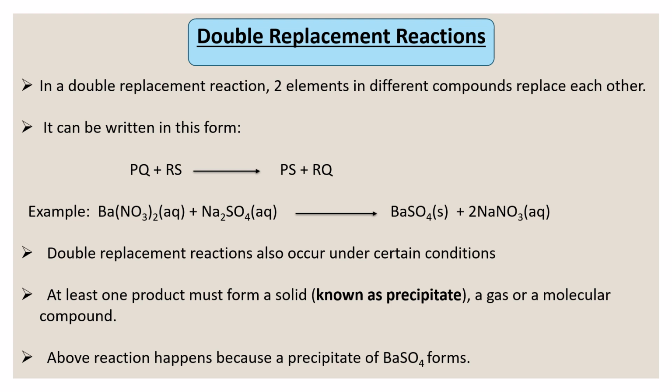Double replacement reactions also occur under certain conditions. At least one product must form a solid known as a precipitate, a gas, or a molecular compound. The above reaction happens because a precipitate of BaSO4, barium sulfate, forms.